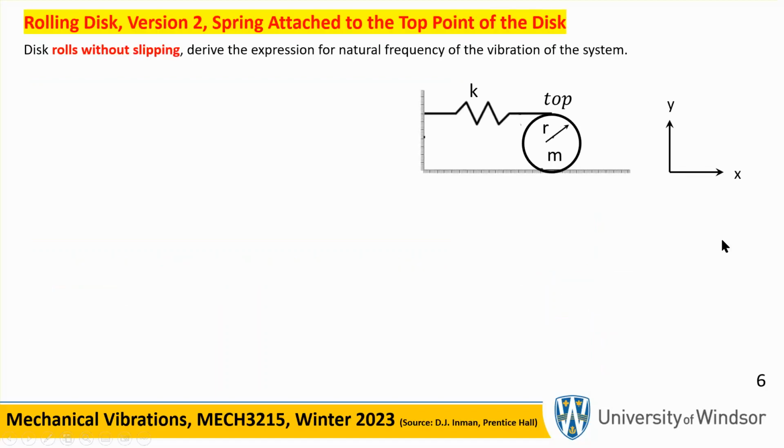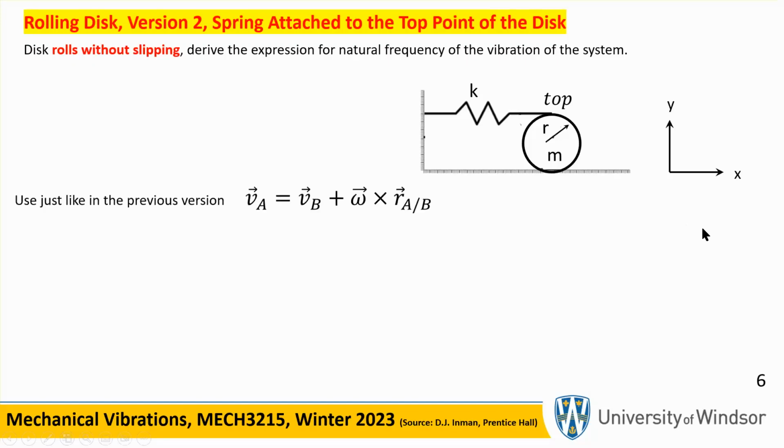Now do this again, except that this time the spring is attached to the top point. And if you wonder how you can do this, imagine that there is a cable wrapped around that disc, like a yo-yo, and at the end of the rope there is a spring attached to the wall. Again, rolling without any slipping.